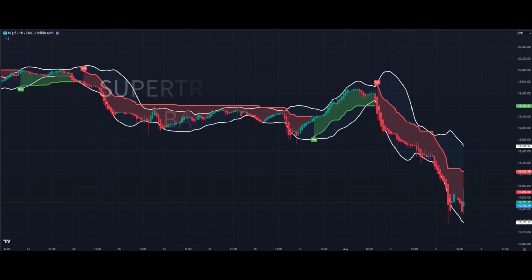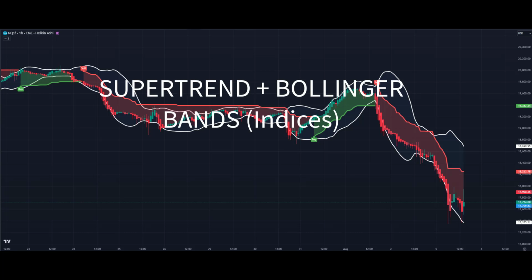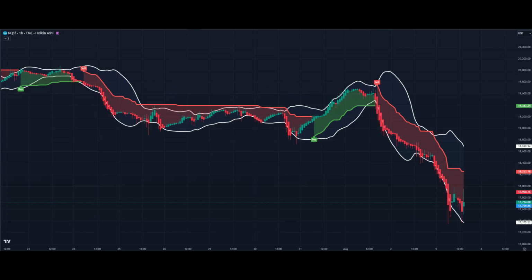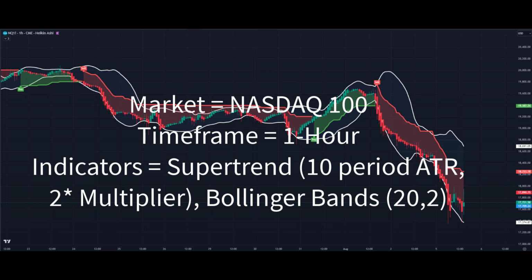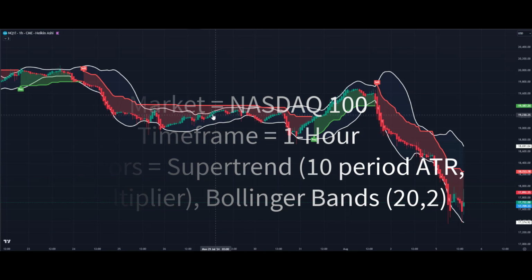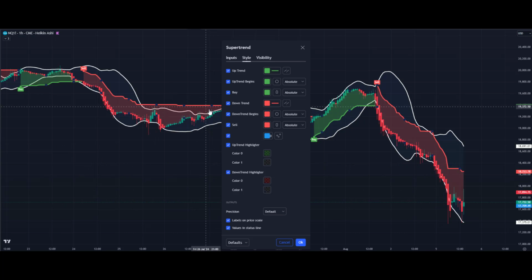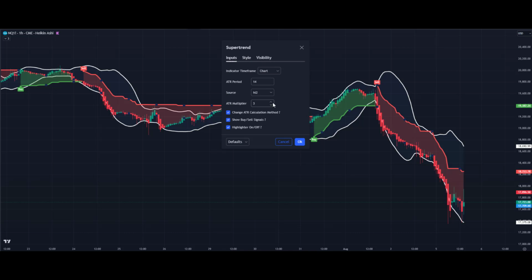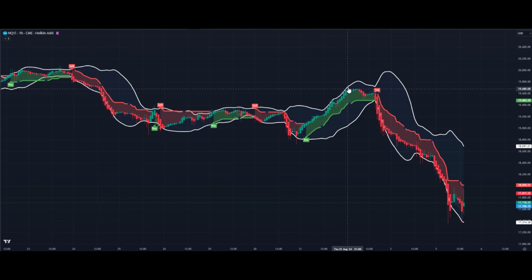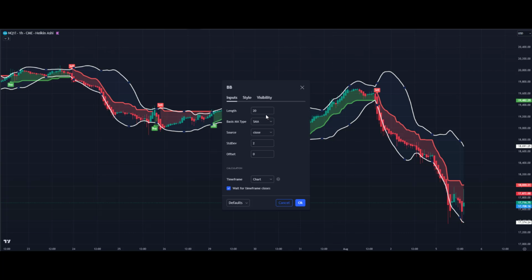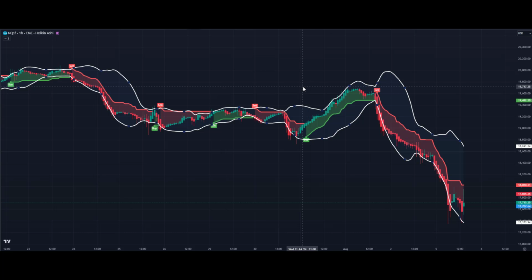And finally, we've got our fifth example. It's the Supertrend plus Bollinger Bands, an example for indices. Here we've got the NASDAQ 100, an hour time frame. It's the Supertrend 10 period, 2 times multiplier, and the Bollinger Bands with standard settings. Let's just check we've got those right. Let's take that to 2, so we're speeding it up a bit quicker. You see that tightening in there, and the Bollinger Bands, those white lines there, see the 20 and the 2 standard settings.